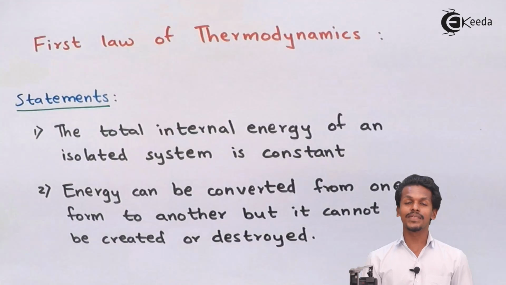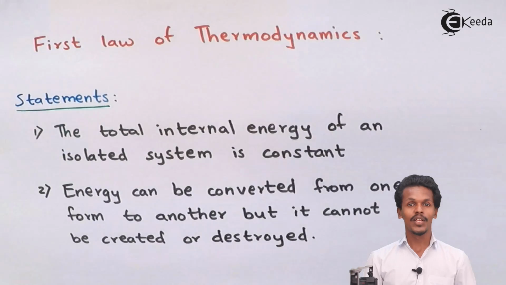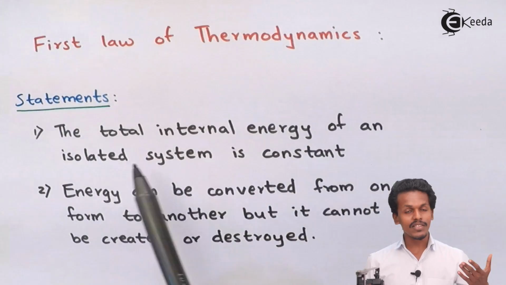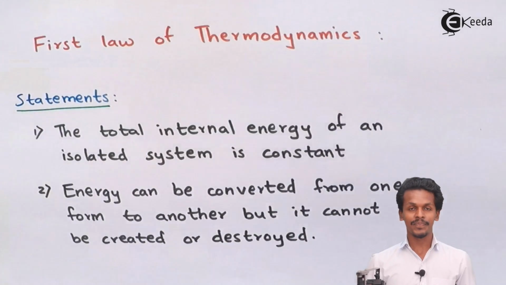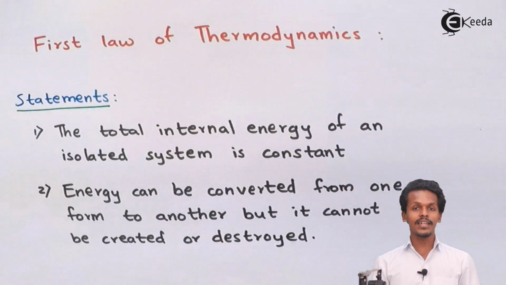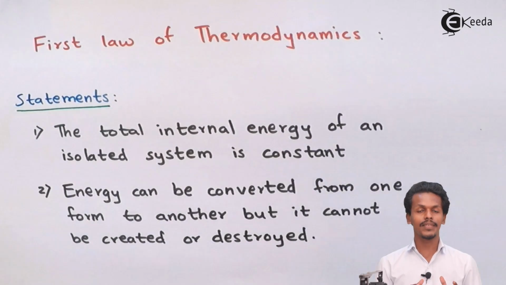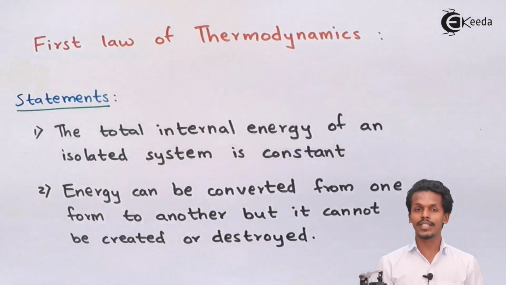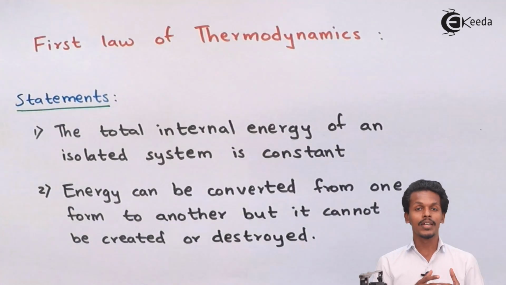Before understanding what the first law of thermodynamics is, we should understand the statements of the first law. Let us see the first statement, which says the total internal energy of an isolated system is constant. This means that if we take a particular system which has been isolated, then because of the isolation, energy can be exchanged neither with the surroundings nor from the surroundings to the system.